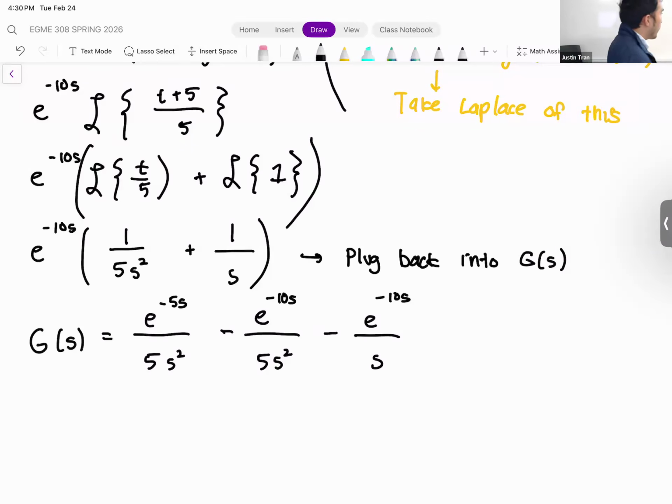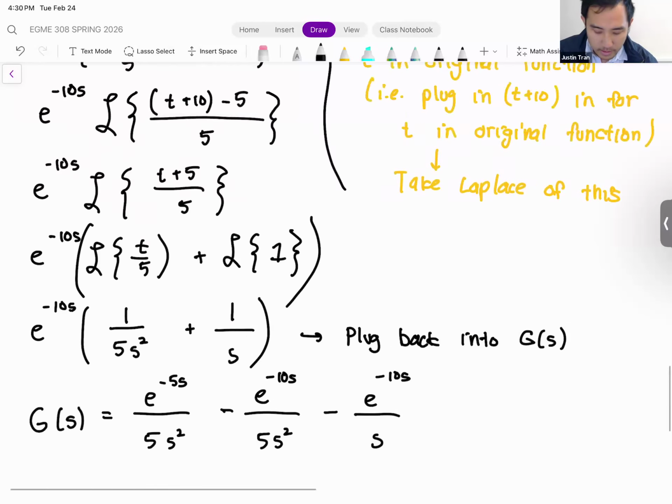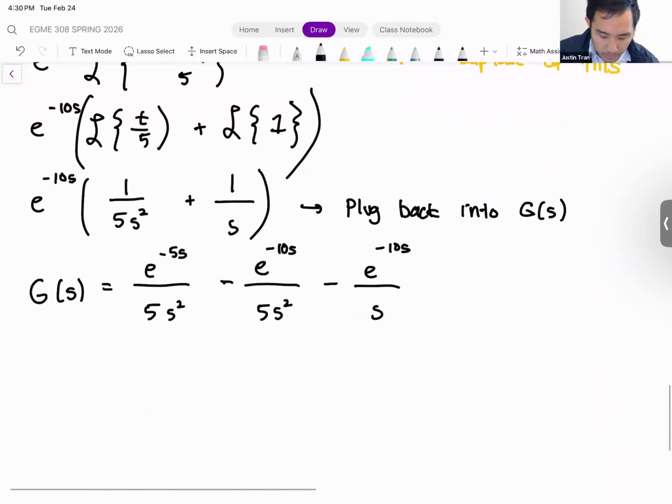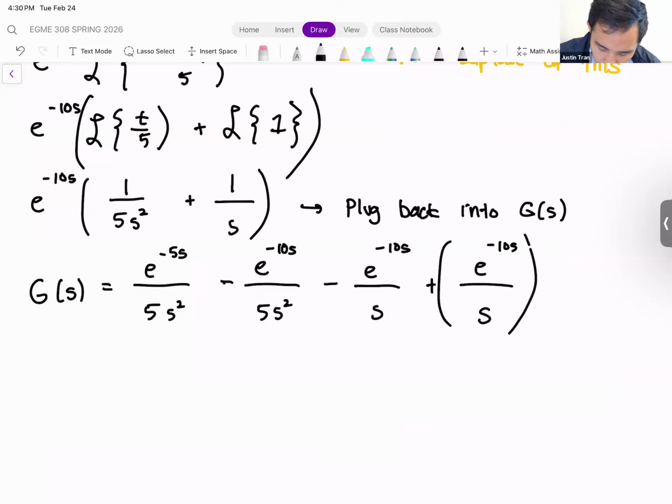Those two terms that we just found came from the mismatched shifting term that we just solved for. But that's not the last component of G of s. Our last component is a positive u of t minus 10. Thankfully, that one is very easy to take the Laplace transform of, because that's just a simple step function by itself, and so that is e to the minus 10s over s. So this right here was the Laplace transform of u of t minus 10.